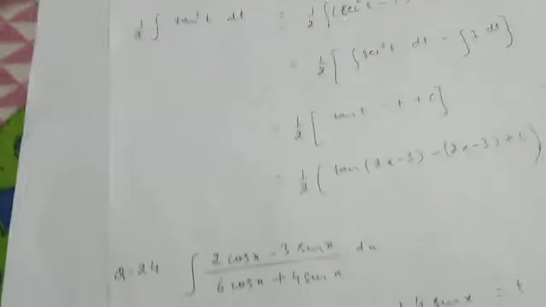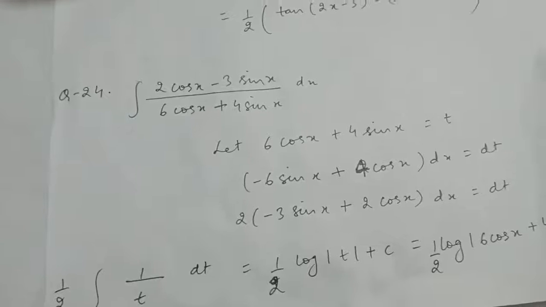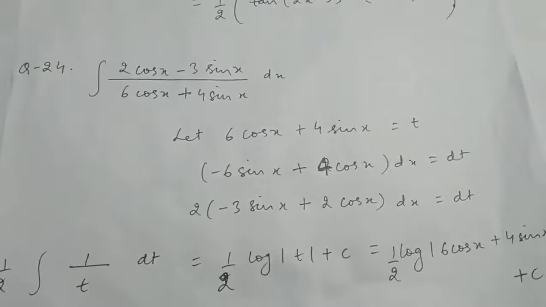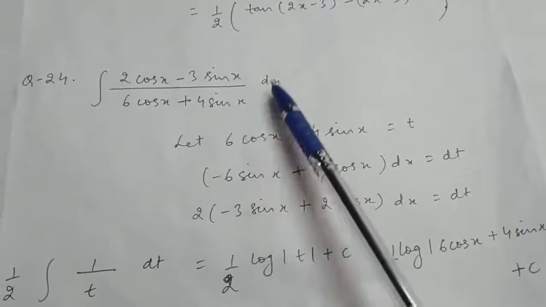So 1 by 2 into tan(2x minus 3) minus, in place of t, (2x minus 3) plus c. Clear? Now question number 24th, integral of (2 cos x minus 3 sin x) upon (6 cos x plus 4 sin x) with respect to x.